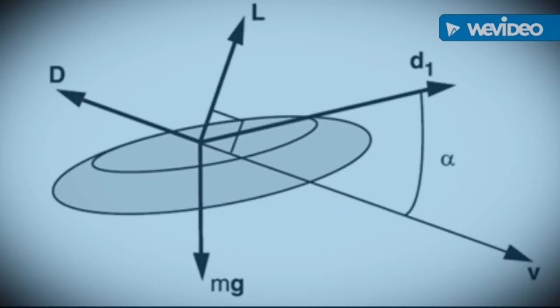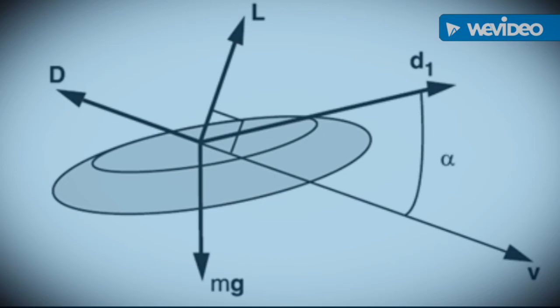This diagram shows the forces on a Frisbee in flight. The arrow V shows the direction of flight, V stands for velocity. The downward arrow mg is the weight of the Frisbee. The backward arrow D is the force of drag. The upward arrow L is the force of lift. Both lift and drag change as a function of the angle of attack, which is A, and is shown here as the difference between the direction of flight V and the direction the Frisbee is pointing, D1.